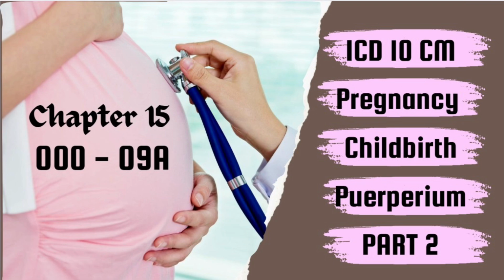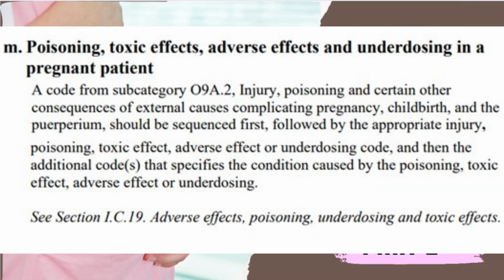So the last point for this video, not in the chapter 15 pregnancy, it's more to go. We'll wind up with this M point, which is poisoning, toxic effects, adverse effects, and underdosing in a pregnant patient. For these scenarios, you'll be coding from the subcategory O9A.2, which is injury, poisoning, and certain other consequences of external causes complicating pregnancy, childbirth, and puerperium. You should be coding this series first, followed by the injury or poisoning, toxic effect. What is the adverse effect because of this underdosing? You will be coding those diagnoses secondary.